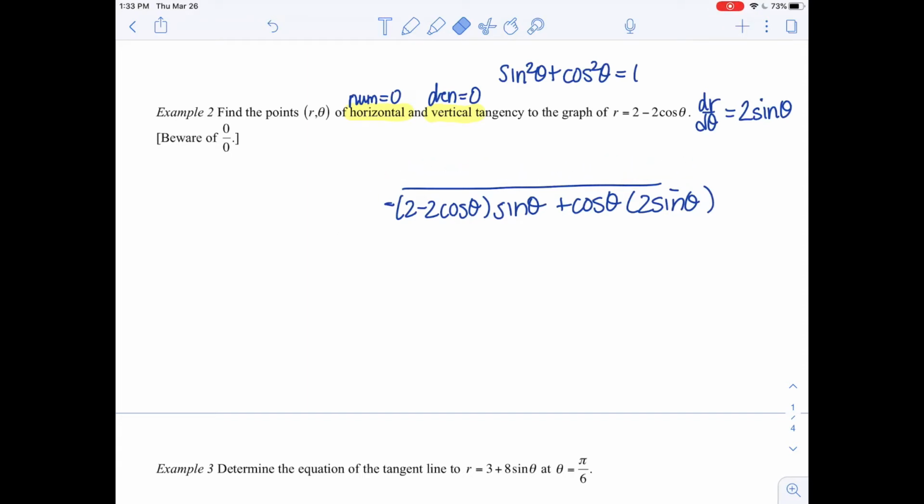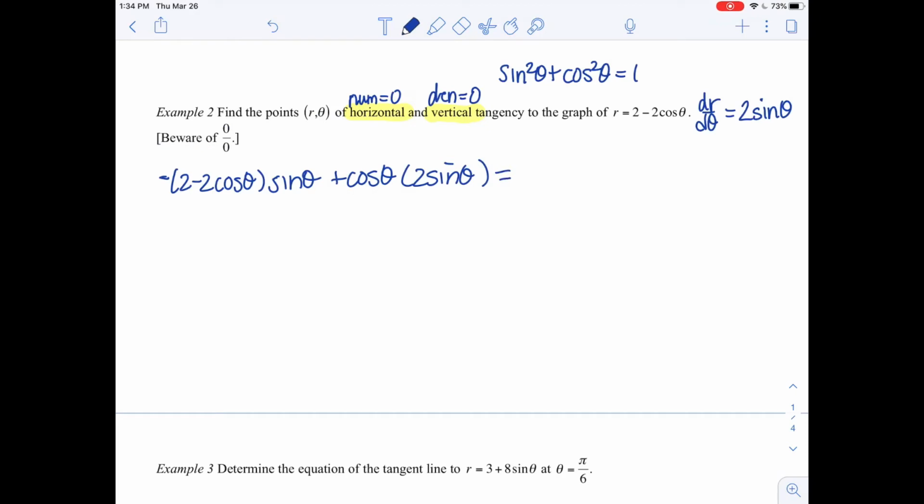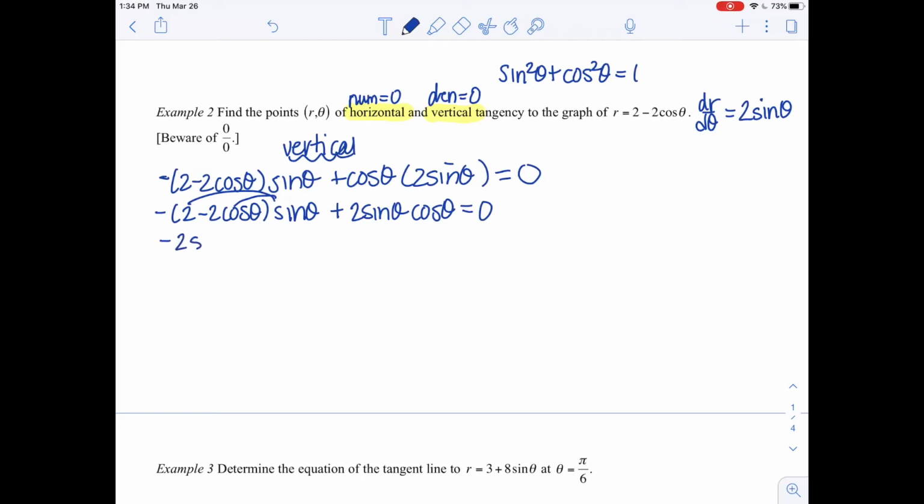So let me get rid of all this stuff for a second. And I'm just going to set the denominator equal to 0. One more time, let me move this guy over. So, I'm going to set this equal to 0. This is how I'm finding, in this case, my vertical tangents. Okay, so if I can clean this up a little bit, I have negative 2 minus 2 cosine theta times sine of theta plus 2 sine theta cosine theta. If I distribute this sine inside this parentheses along with that negative, this will become negative 2 sine theta.